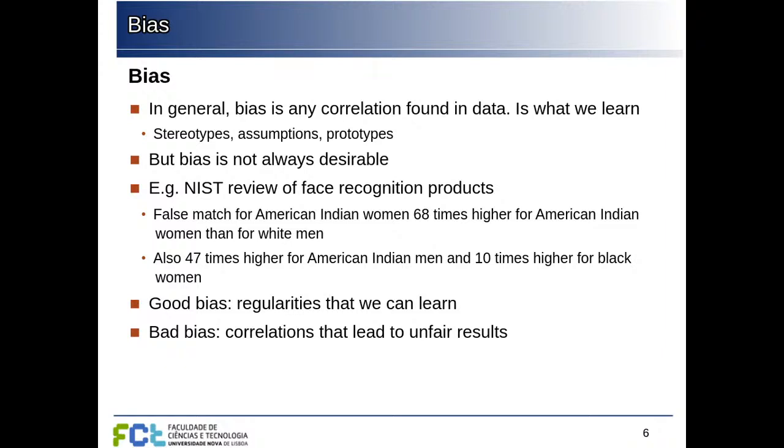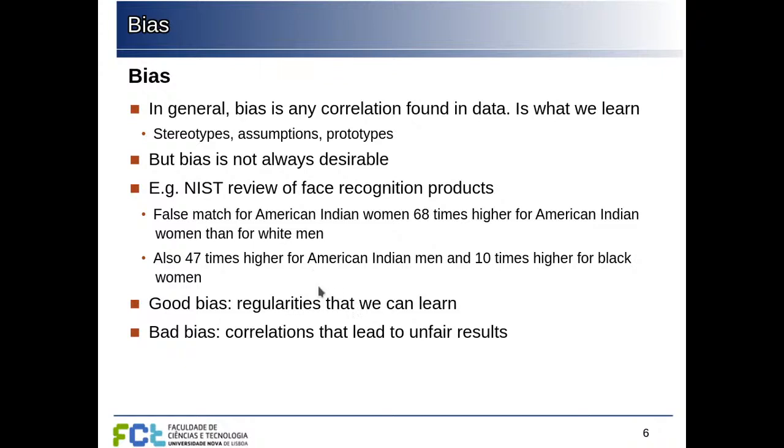But there are cases where bias is not desirable. The issue here is that there are some biases that we really do not want. For example, this review by the National Institute of Standards and Technology in the United States was a review of face recognition products, so basically neural networks for face recognition, and they found that the baseline error rate for white males is about 1 in 10,000. This is the false matches between faces of different people that the system thought were the same people.